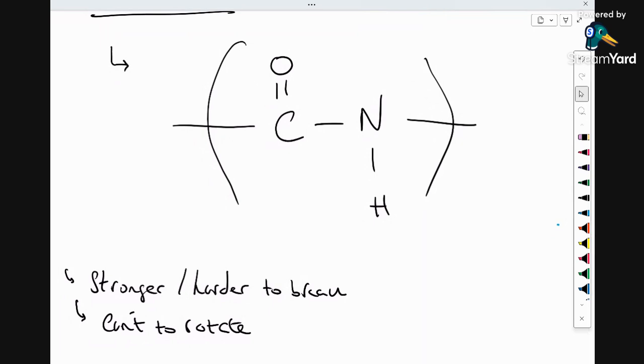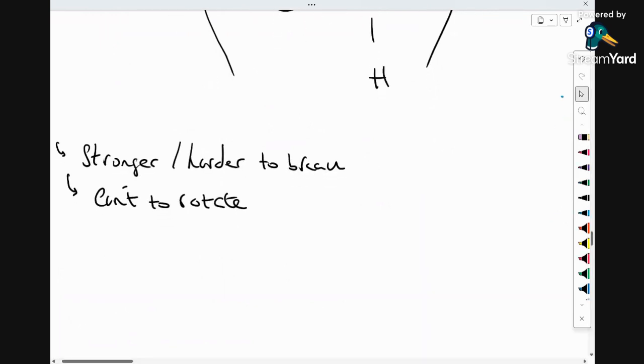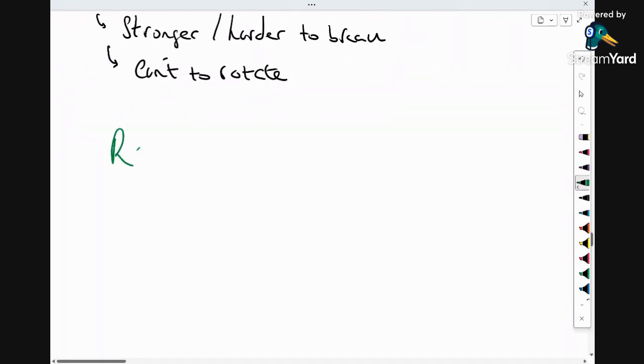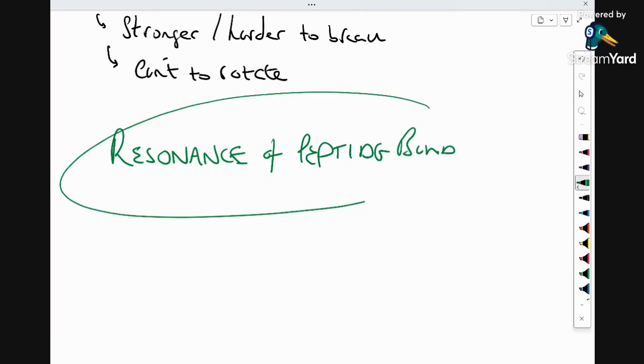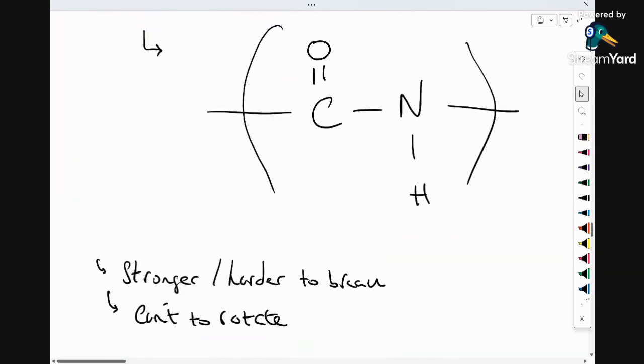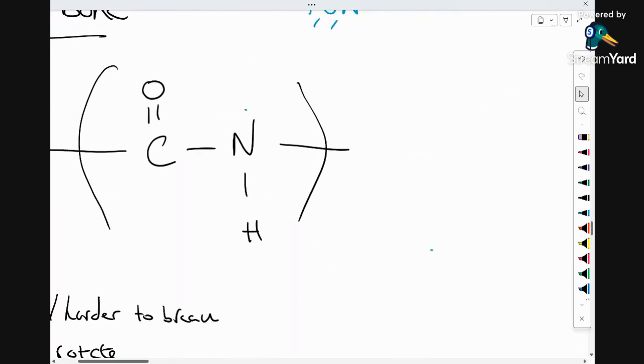The reason is because of something called resonance. Resonance of the peptide bond. So we have this thing called resonance, and this works because the nitrogen here has its lone pair of electrons.